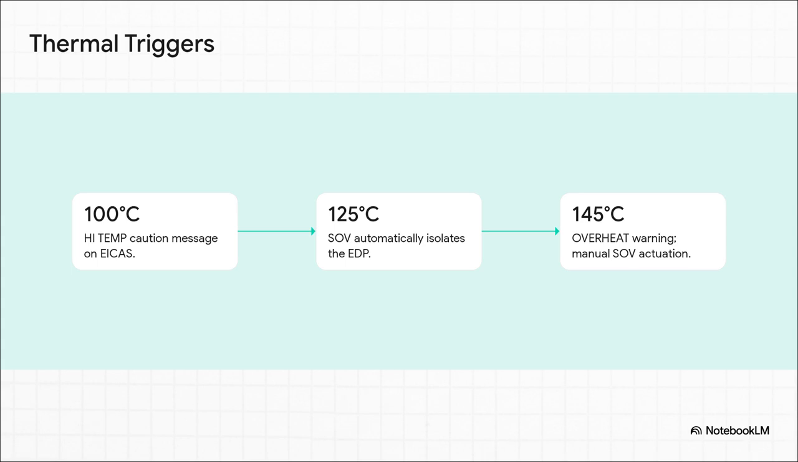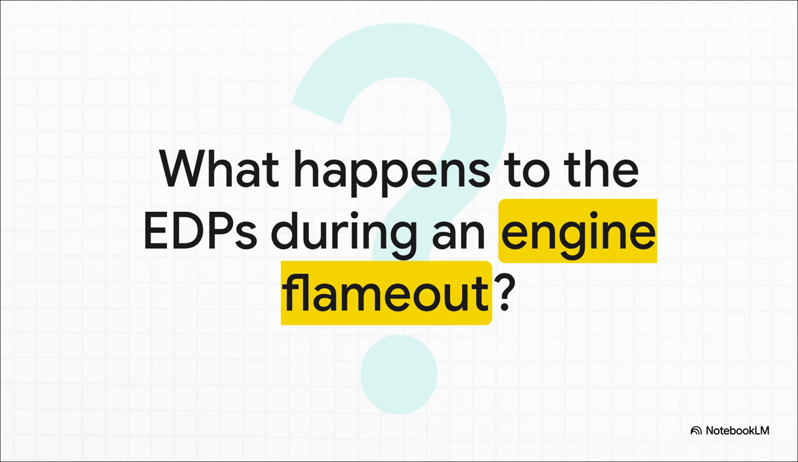Step 3, critical heat. If the fluid reaches 145 degrees Celsius, you get a blaring HYD overheat warning, and at this severe stage, the automation stops. It requires you to manually command the SOV closed through a guarded push button right on your overhead panel. Beyond just overheating, there's another critical abnormal scenario we really must discuss. What actually happens to the engine-driven pumps during an engine flameout? It's absolutely vital to consider the immense aerodynamic drag created by these hydraulic pumps when you're busy managing a critical engine out situation. Think about the drag for a second.